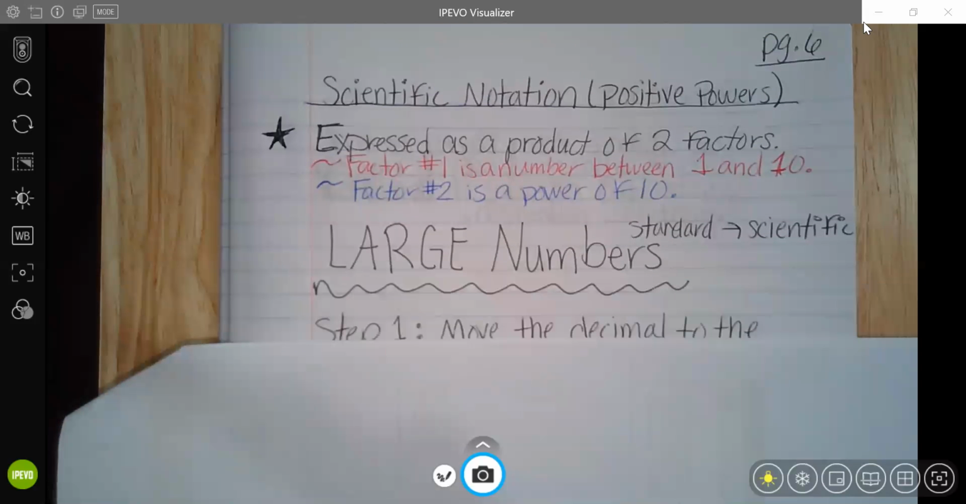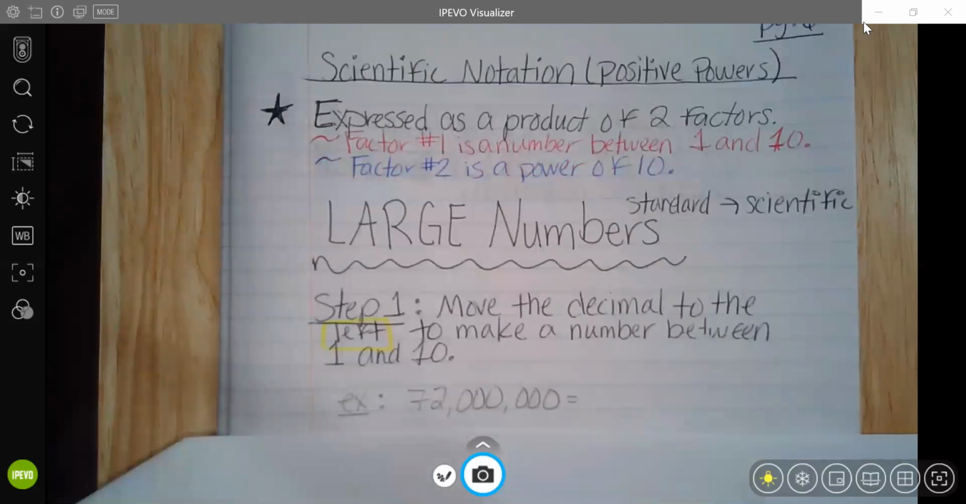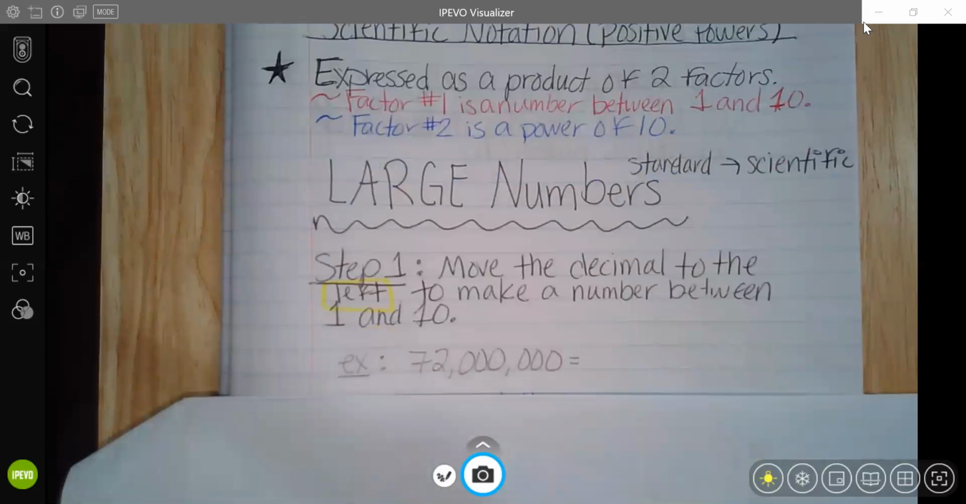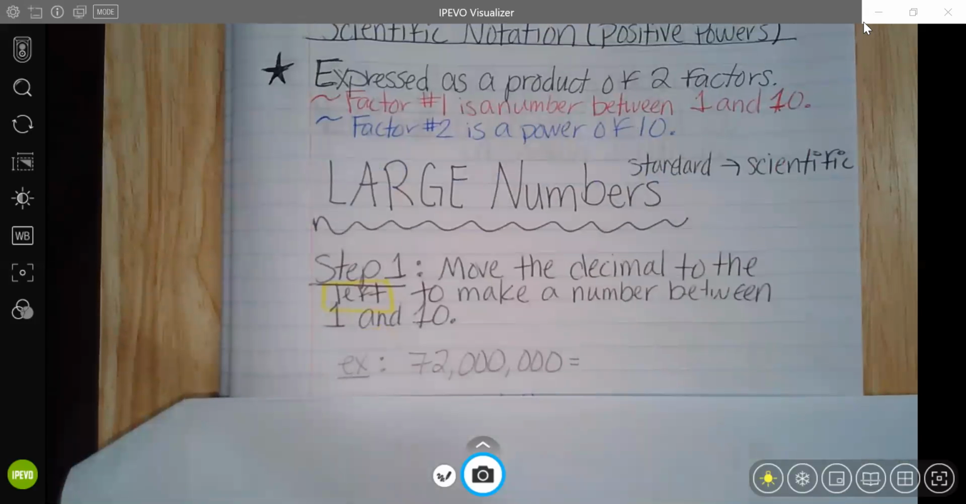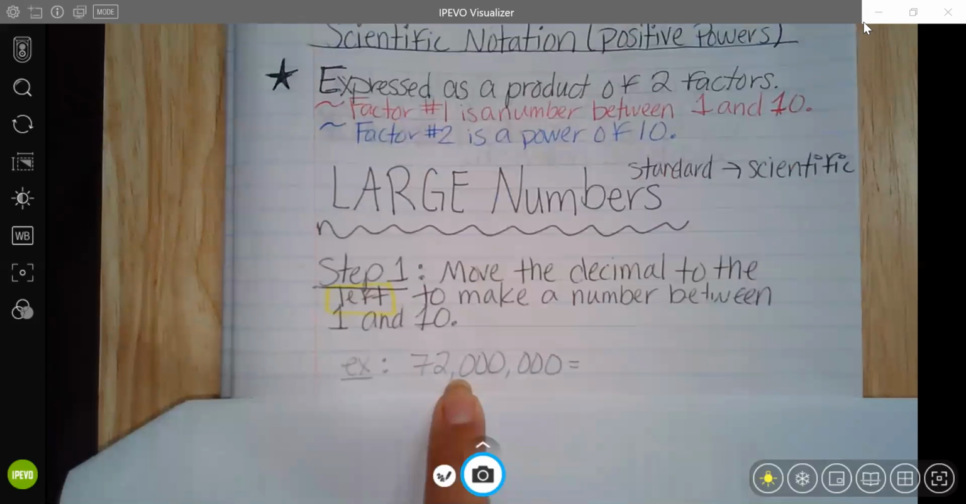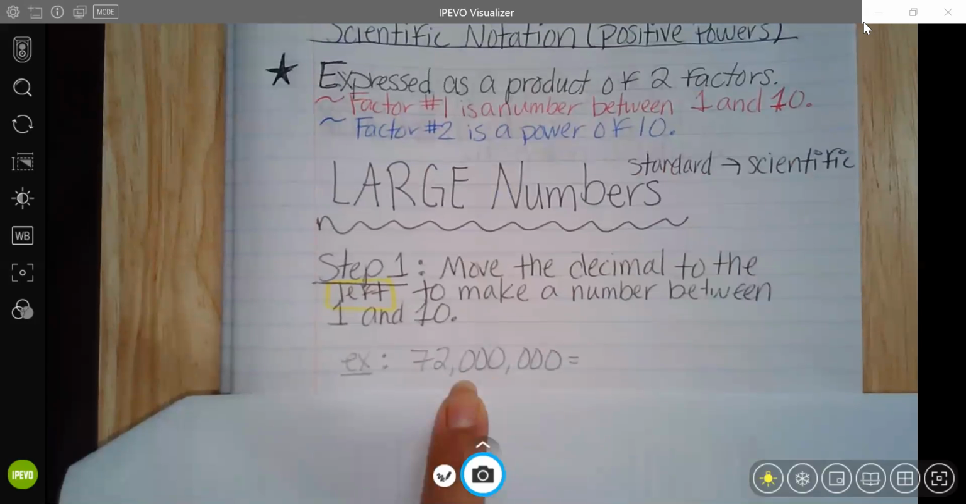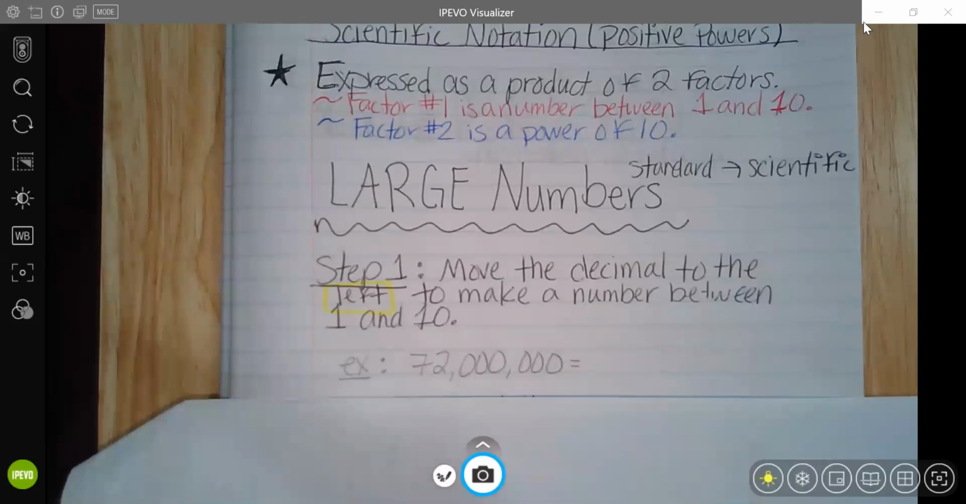So this one, we'll do step one. Let me move it up just a little bit. So this step one, yesterday we moved the decimal to the right, today we're moving it to the left to make, again, that number between 1 and 10. So the example I have here is 72 million, and we're gonna turn this standard form number into scientific notation in just a little bit. I'm just gonna give you a little bit of time to jot down those numbers.